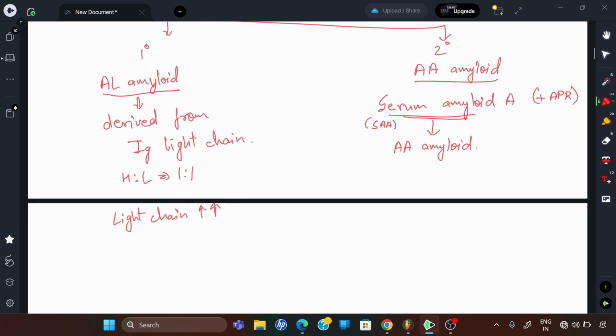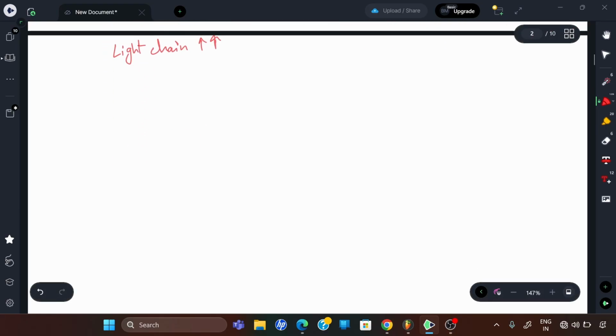One another important case wherein you see secondary systemic amyloidosis or the deposition of AA amyloid is in familial Mediterranean fever, right? So this is one another case where you can see deposition of this AA amyloid. And what happens here, this is an autosomal recessive disorder.